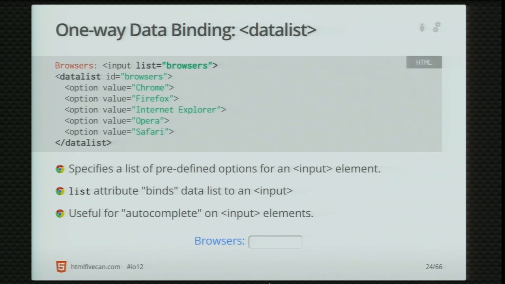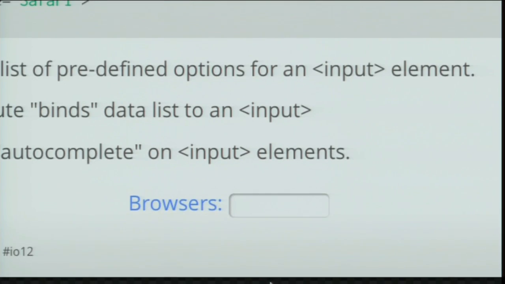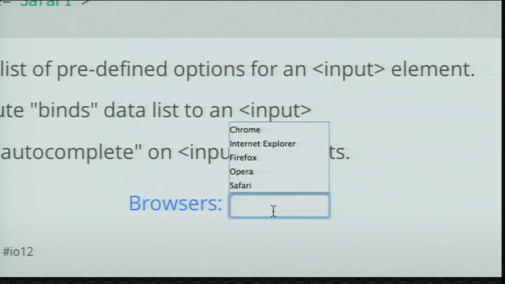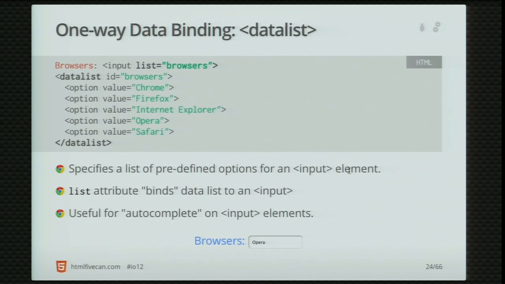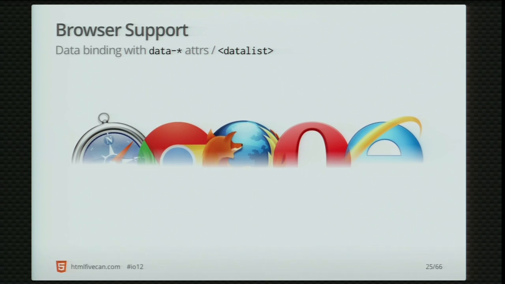And so it's a great way to do things like autocomplete. So I have an example down here. I have the list of browsers, and when I click on this, right, I get the values that are from that datalist. So we bound that data to this input. Now, if I start typing, just as you expect, I have autocomplete behavior. That's super handy. That's the HTML5 way to do one-way data binding.